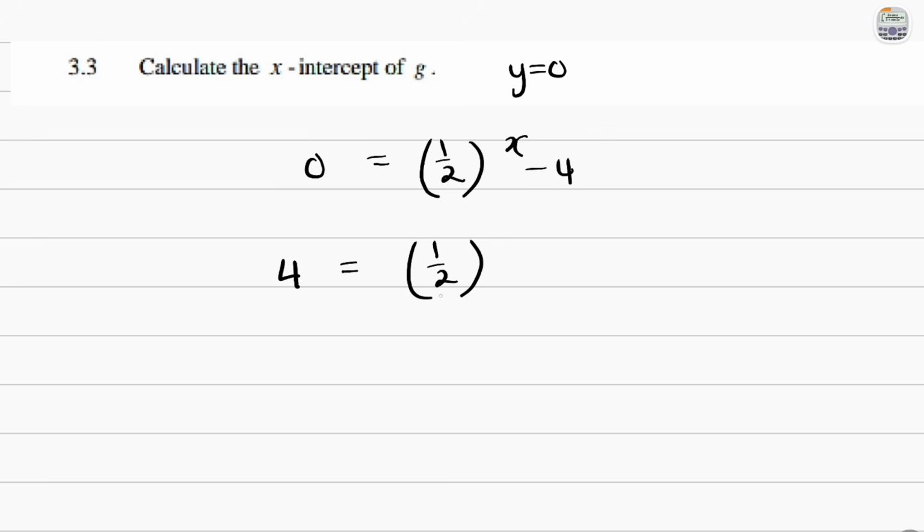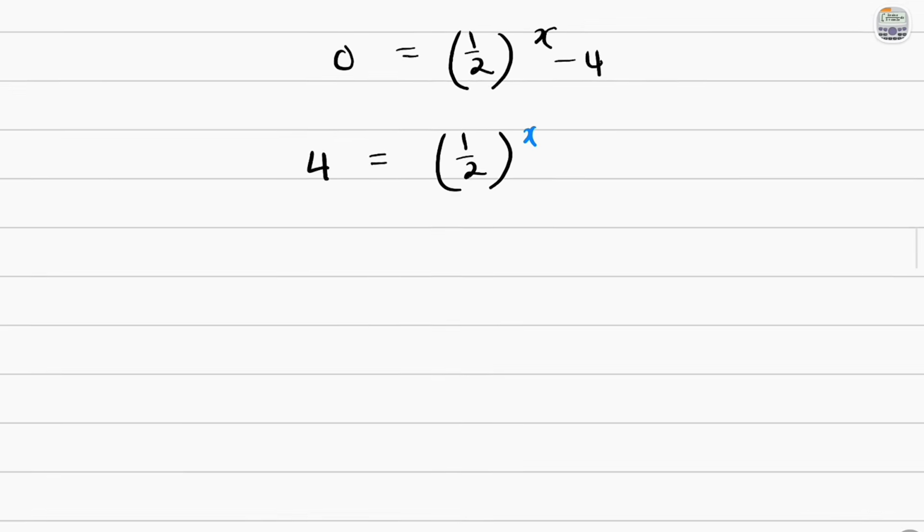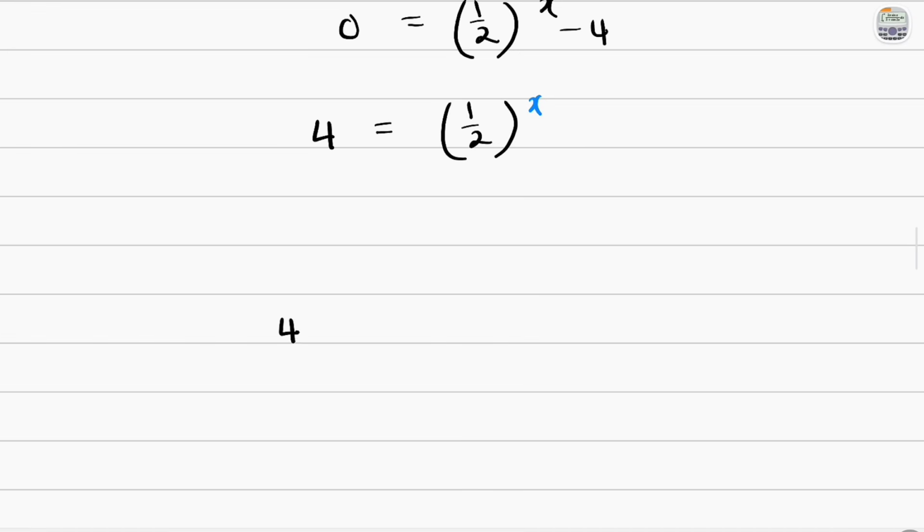We have 1 over 2 raised to the power of x. This is an exponential equation, so we need to solve for x. How do we get to the x? We can get to the x by making the bases the same. So this is a 1 over 2. How can we rewrite this base of 4 as 1 over 2? Well, 4 is 2 squared.